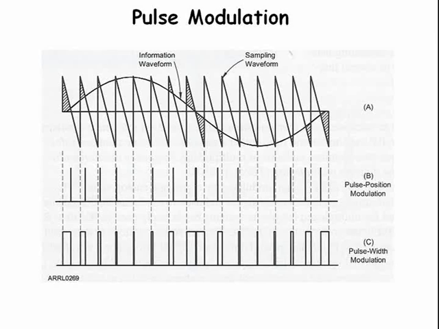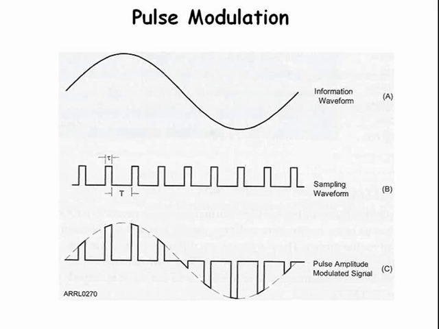With pulse width modulation, the width of the output pulses is a function of the area, the energy trapped between the information waveform and the sampling waveform. With pulse amplitude modulation, the information waveform is determining the amplitude of the sampling waveform.